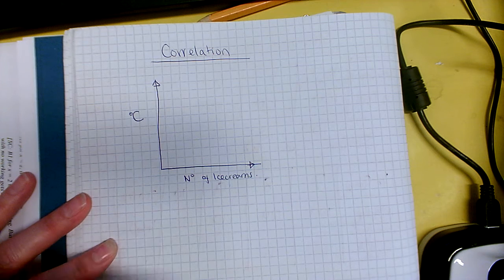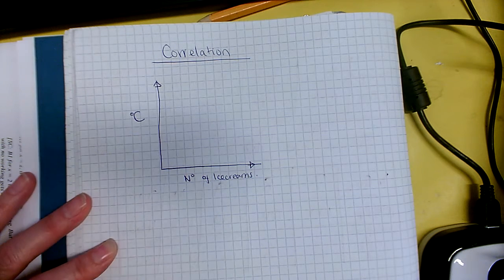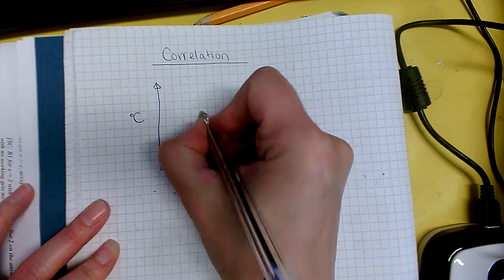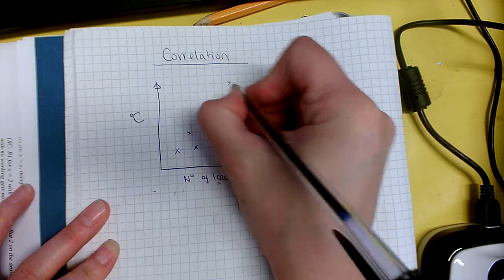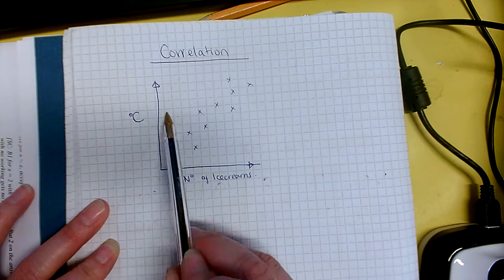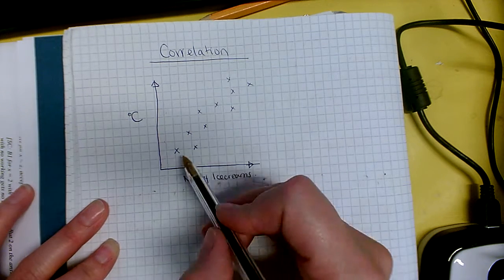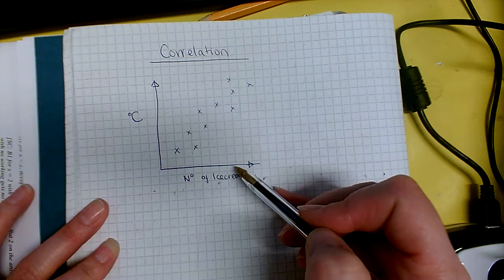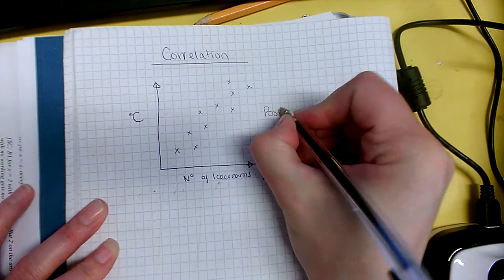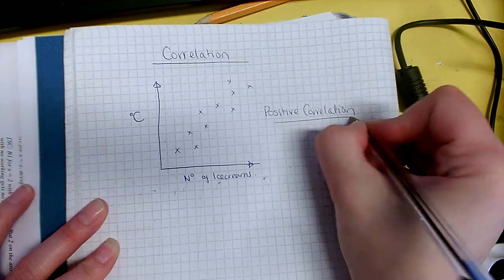In that situation, we would expect as the temperature rose, the number of ice creams sold would rise. So you might see a scatter diagram or scatter graph that looks something like this. You can see that there's a correlation between the temperature rising and the number of ice creams sold. When there's a relationship that means that as one goes up, the other goes up, this is called a positive correlation. So if you see something looking like this, it's a positive correlation.